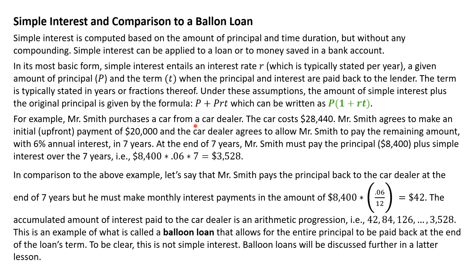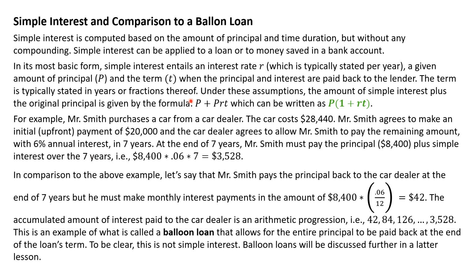Mr. Smith purchases a car from a car dealer at $28,440. He agrees to make an upfront payment of $20,000, and the car dealer agrees to allow Mr. Smith to pay the remaining amount with 6% annual interest, simple interest, in 7 years. At the end of 7 years, Mr. Smith must pay $8,400. That's the amount that's principal, the amount of the loan, plus the simple interest over 7 years.